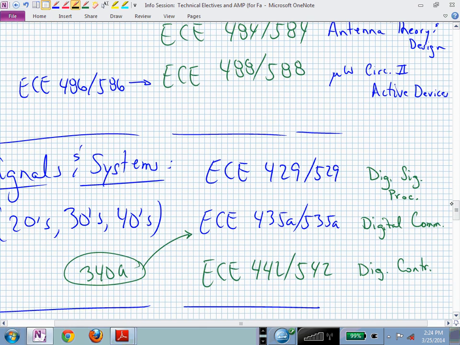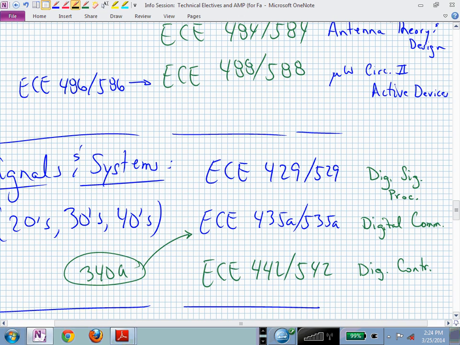In the signals and systems area, the 20, 30s, and 40s, now you have a little bit more available to you in the spring. 340A is now Introduction to Communications, and for that reason, that's a strong prerequisite for 435A, which is now Digital Communications 1. And if you are taking that now, and if you're in the AMP, maybe you can take, well, I better be quiet. May not be offered, the next class, but we'll see.